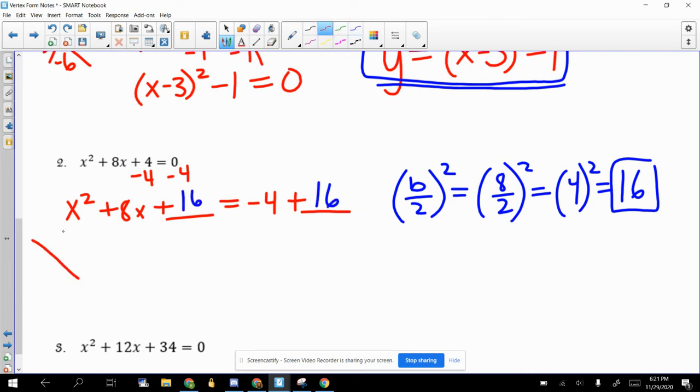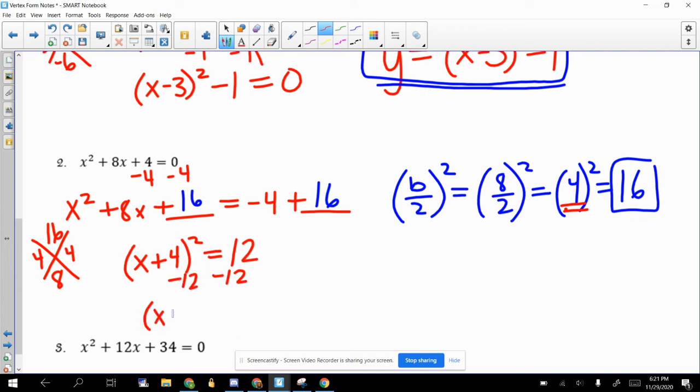Then I'm going to go ahead and factor. So what two numbers multiply to 16 that add to 8? 4 and 4. Again, notice this. So I'm going to write it as x plus 4 squared. And then that's going to equal -4 plus 16 is 12. But now, again, I want it to equal 0, so I'm going to subtract over that 12. So I'm left with x plus 4 squared minus 12.